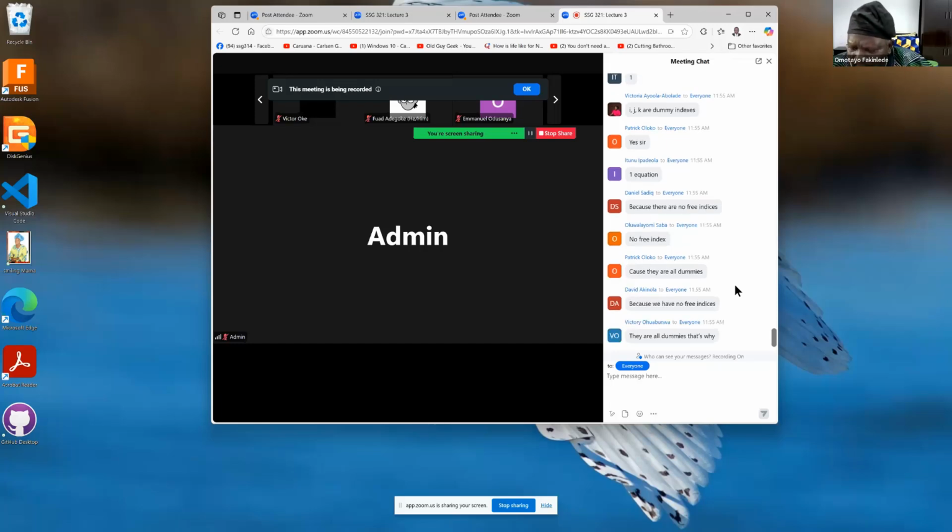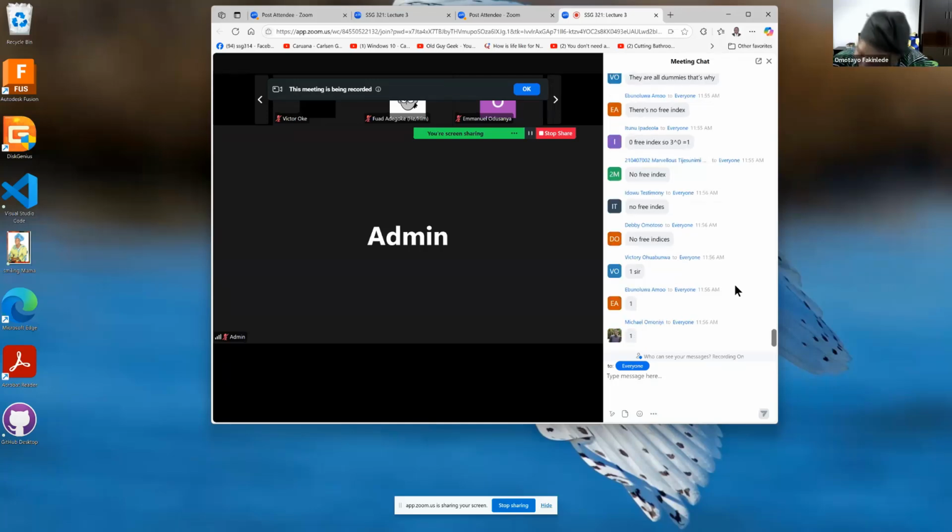And how do you use that to calculate the number of equations? It's 3 to power 0. The number of equations you are dealing with is 3 raised to power the number of free indices. What is 3 to power 0? Because there are 0 free indices, the number of equations will be 3 to power 0, which is equal to 1.